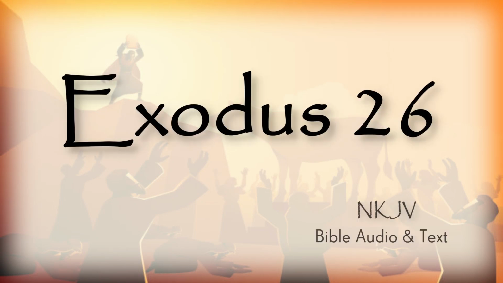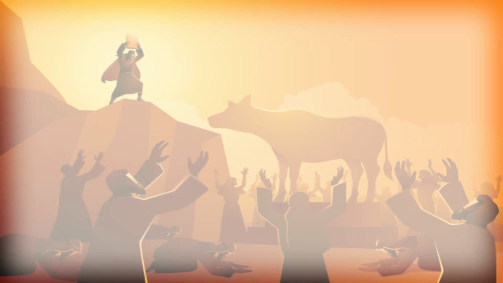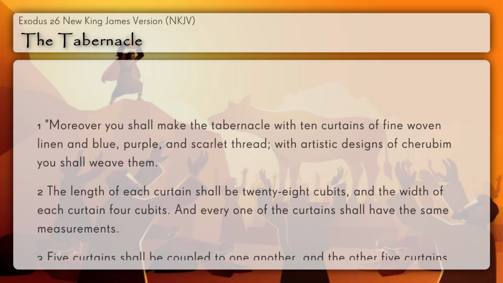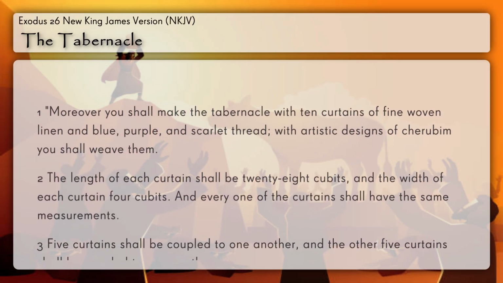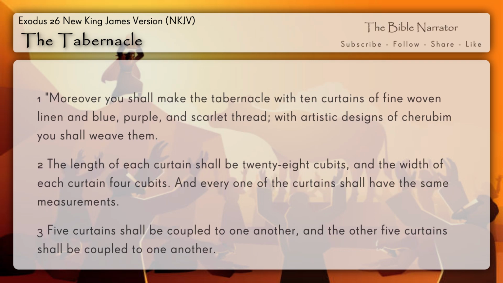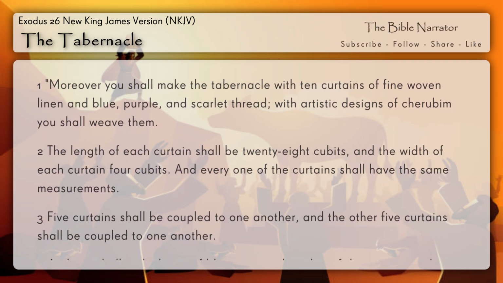Exodus chapter 26. Moreover, you shall make the tabernacle with 10 curtains of fine woven linen and blue, purple, and scarlet thread.